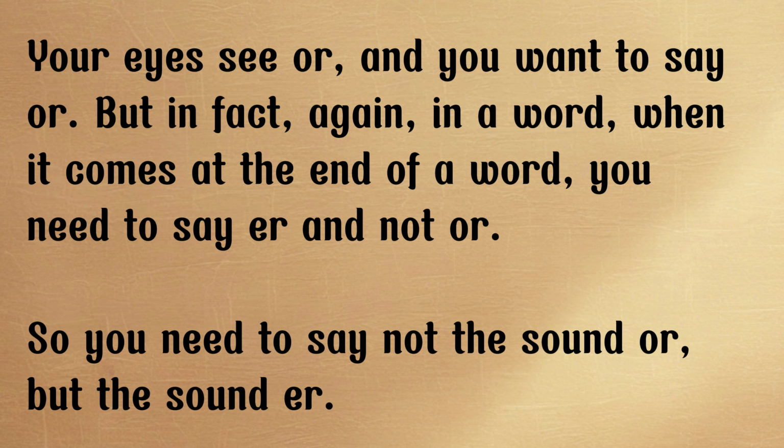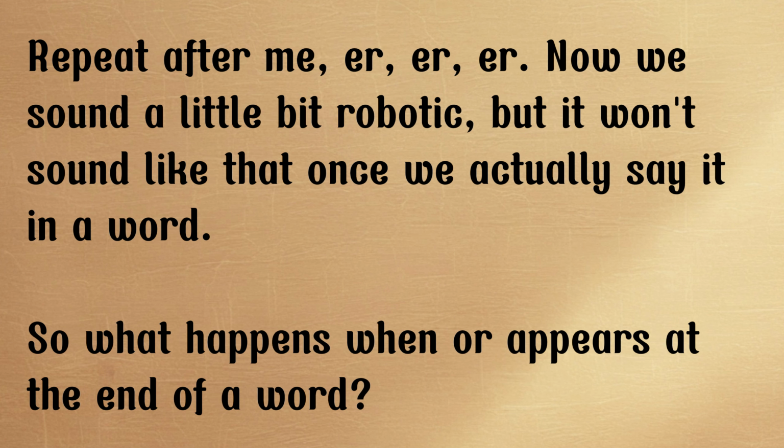Your eyes see "or" and you want to say "or". But in fact, when it comes at the end of a word, you need to say "er" and not "or". So you need to say not the sound "or", but the sound "er". Repeat after me, "er". Now we sound a little bit robotic, but it won't sound like that once we actually say it in a word.